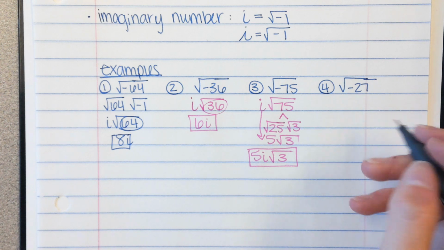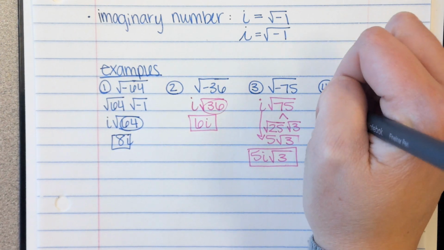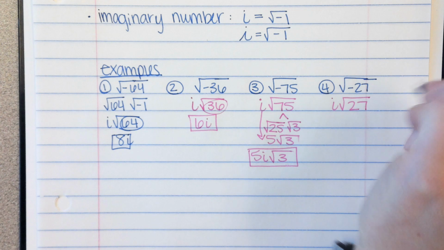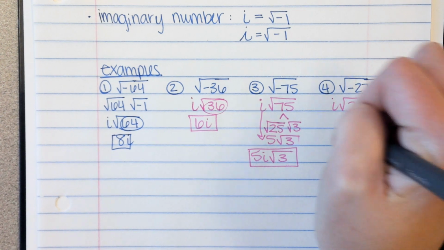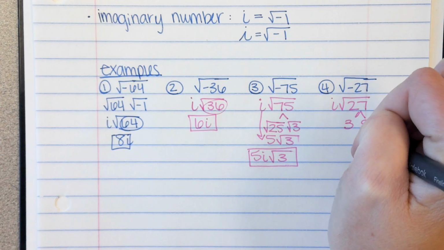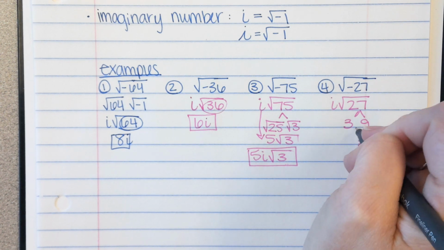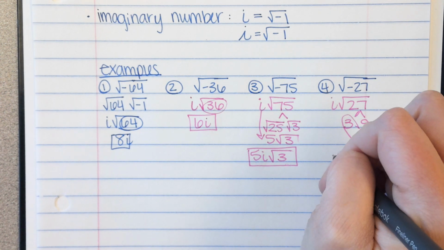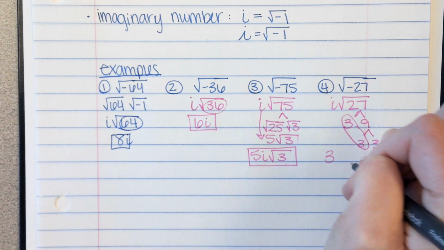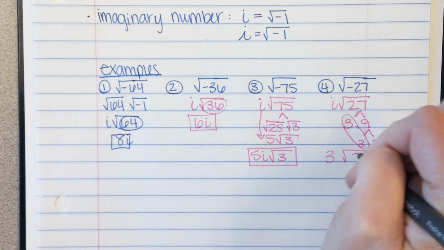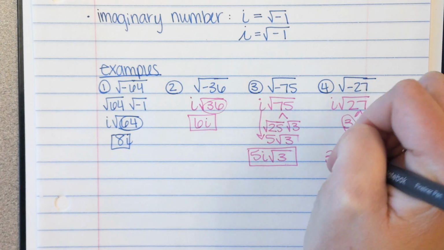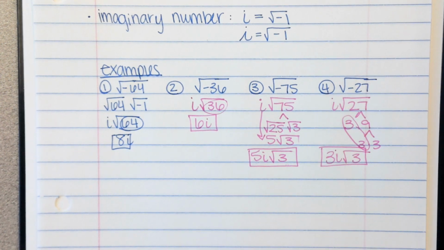All right, the square root of -27, I'm going to pull out the i. I have 27. I'm going to break that one down. 27 is 3 times 9. 9 is 3 times 3. Get your pairs. I have a pair of 3s, so the 3 can come on the outside. I still have a 3 left over, so it's on the inside, and I can bring down that i.